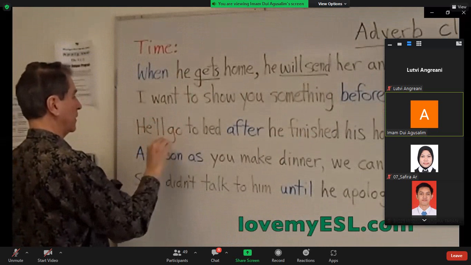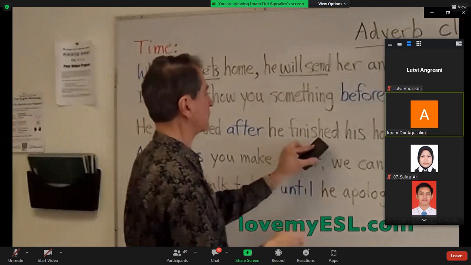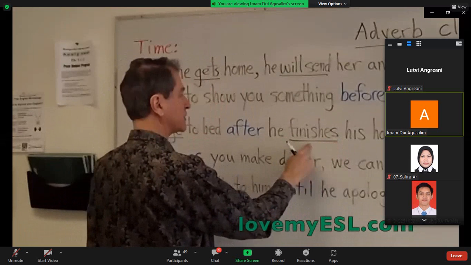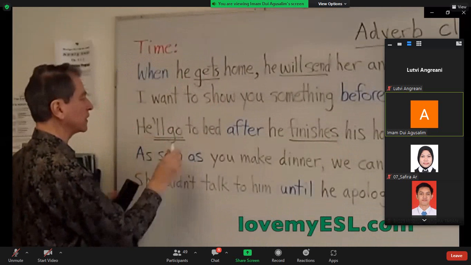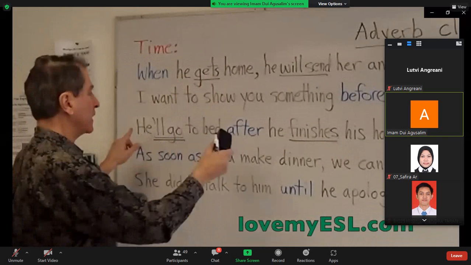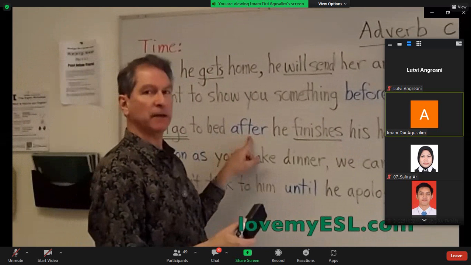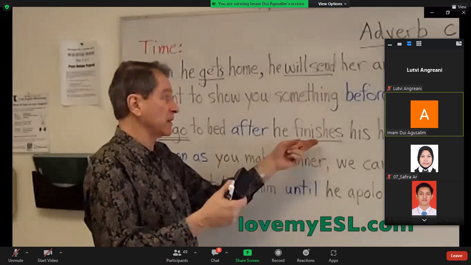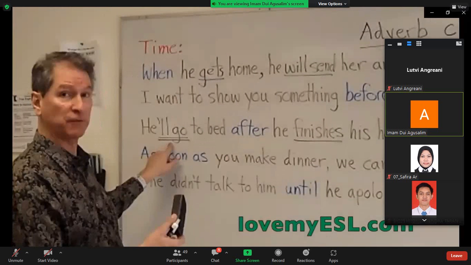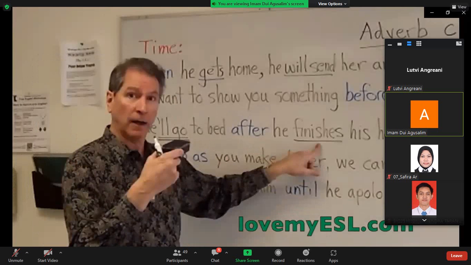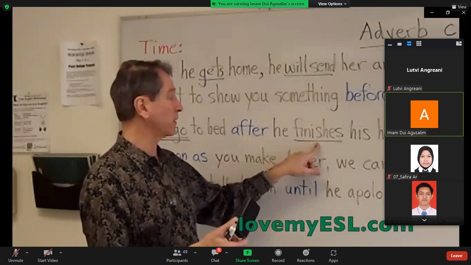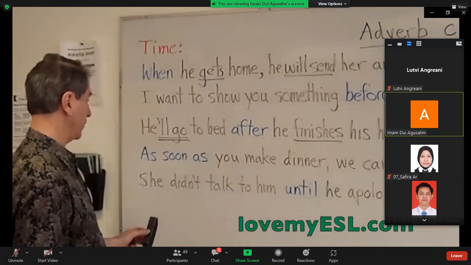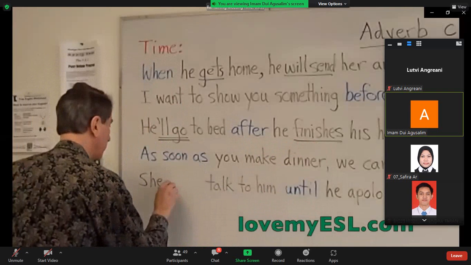Let's look at another one. He'll go to bed after he finishes his homework. That will be future. So notice here I have simple present tense, even though it's a future idea, he will go. I have the future over in my independent clause, but in my dependent adverb clause, I must only have simple present tense. That doesn't mean this is present. It means this is future, and you can see it's future because it's future over here in the independent clause. But it is incorrect to use the future over here in your adverb clause. So, after he finishes his homework.